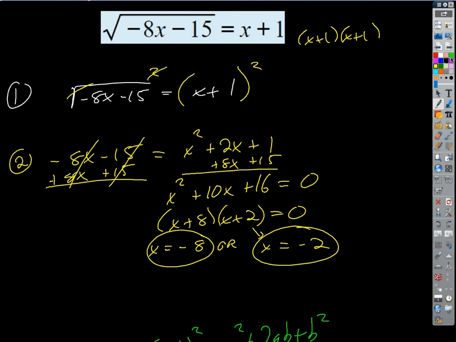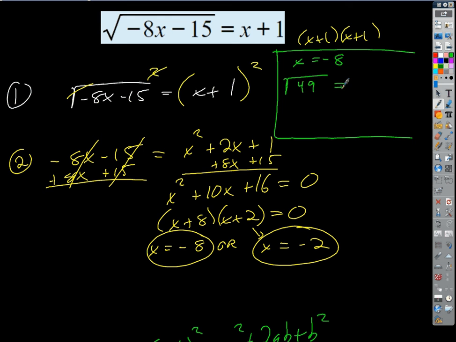Let's try that again. So if we plug in x equals negative 8, what's that going to give us? Square root of negative 8 times negative 8 is 64 minus 15, that's going to be 49. Negative 8 plus 1 is... is that true? No, it is not. So negative 8 we got to cancel. What about the other one?